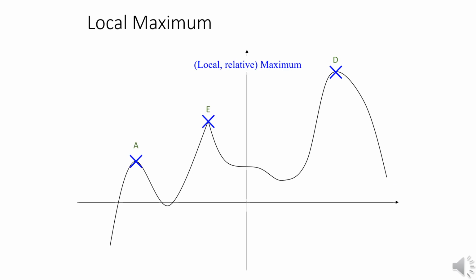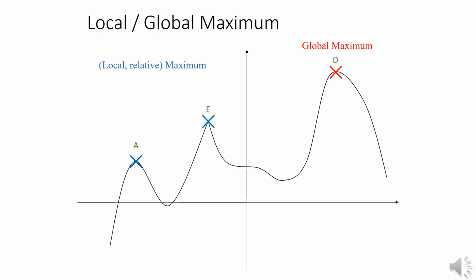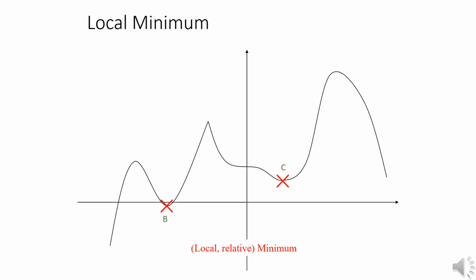A point is a local maximum if it is the highest point within a smaller, localized area. For example, A and E are local maximum or relative maximum. So, to avoid confusion between a local maximum in a small area and the real maximum, we use the term global maximum for the overall highest point. Similarly, local minimum points are the lowest points within a smaller, localized area.